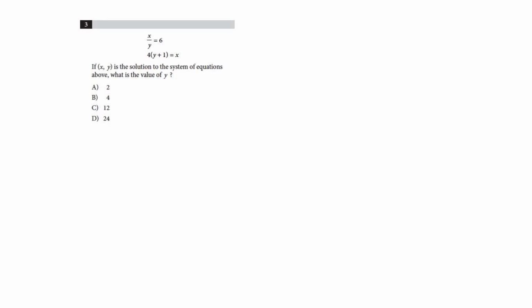Number 3. If xy is the solution to the system of equations above, what is the value of y? We just need to solve the system. This is going to be pretty straightforward. Looks like I can solve for x very easily on the first equation here. I'm just going to multiply both sides by y. I'll get x equals 6y.